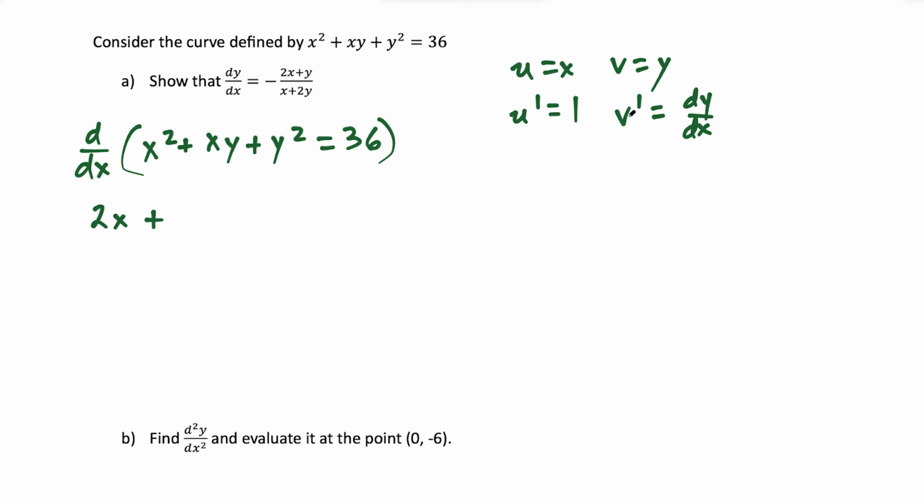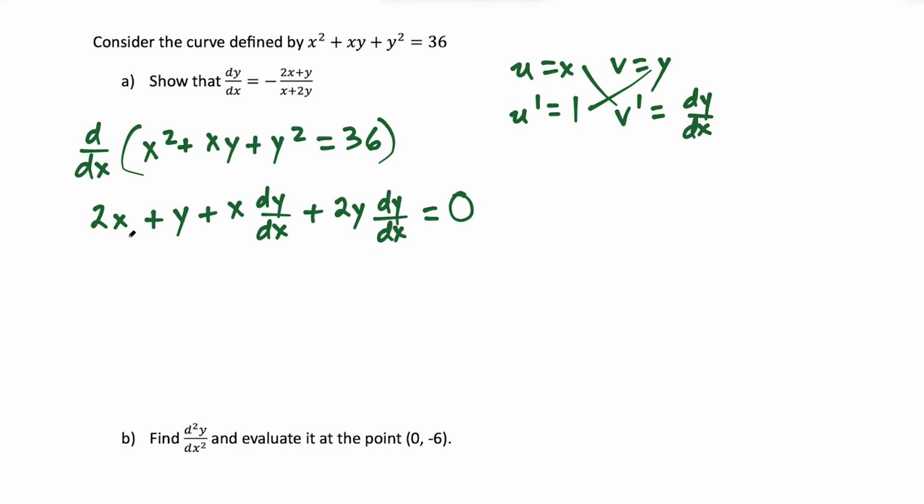So now we apply the product rule. We'll say u prime v plus uv prime. So we have 1 times y is y, and then plus x times dy dx. So that's the derivative of our middle term there. And then plus the derivative of y squared is 2y, and then we tack on dy dx. And then for the right side, the derivative of 36 is 0.